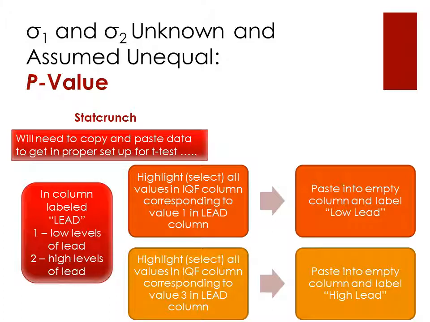Now you're going to move all the values in the IQF column that correspond to the value 3 in the lead column, and you're going to paste those into another empty column right next to the one you've already done and label it as high lead. And again, be careful with your copy and pasting. Make sure all of your values have moved.